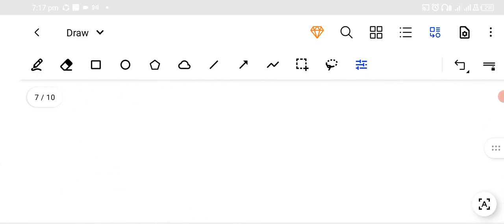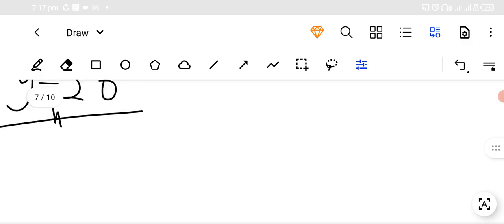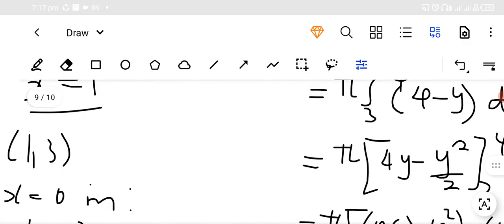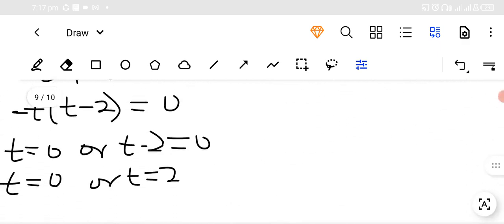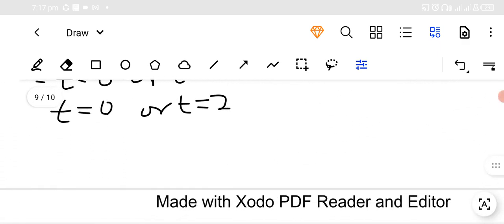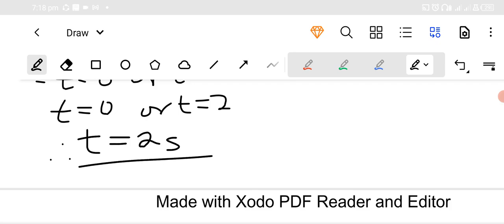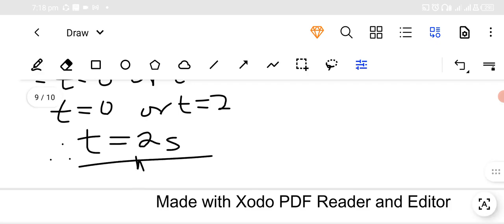Because the first point where it comes to instantaneous rest is in the beginning, of course, because it was starting from rest. So therefore, we can just say therefore t is equal to 2. Don't need to say therefore time taken to. T is equal to 2 what? Seconds. Not 2 marshmallows, but 2 seconds.